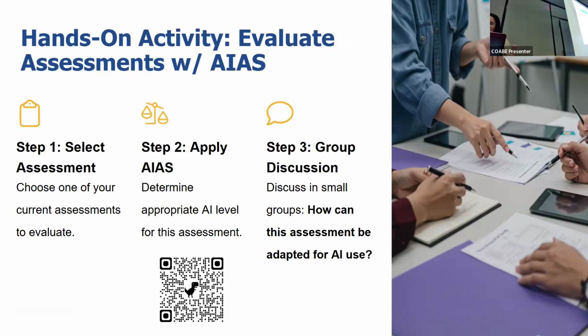So I'm going to give maybe 6 minutes for you to evaluate your assessment. You can either refer to the paper scale or access the custom GPT and then discuss how can this assessment be adapted for AI use. Okay? So I'll give you some time to do that.